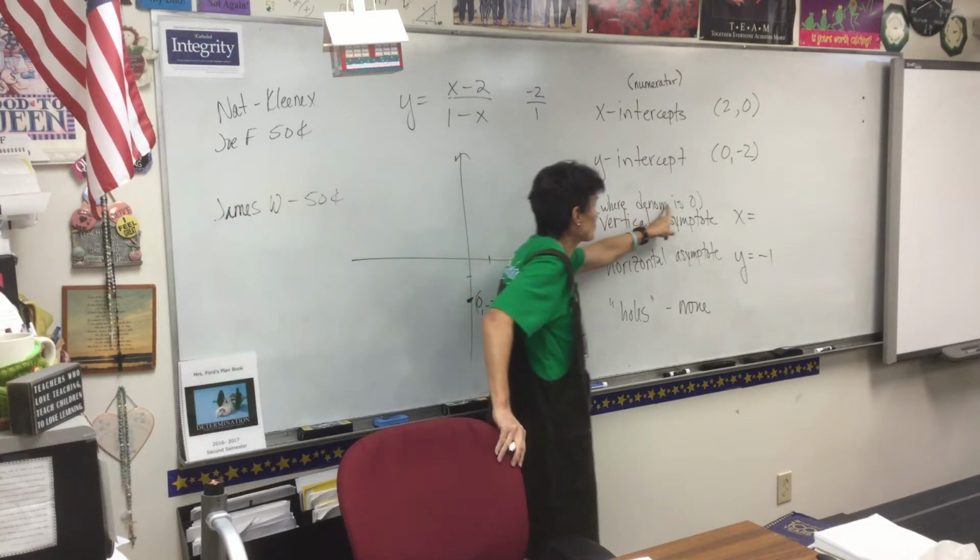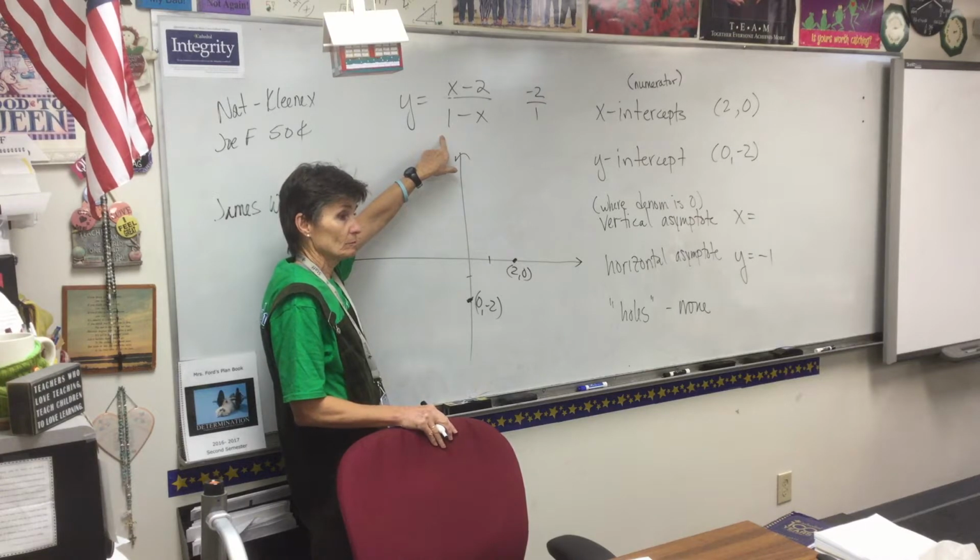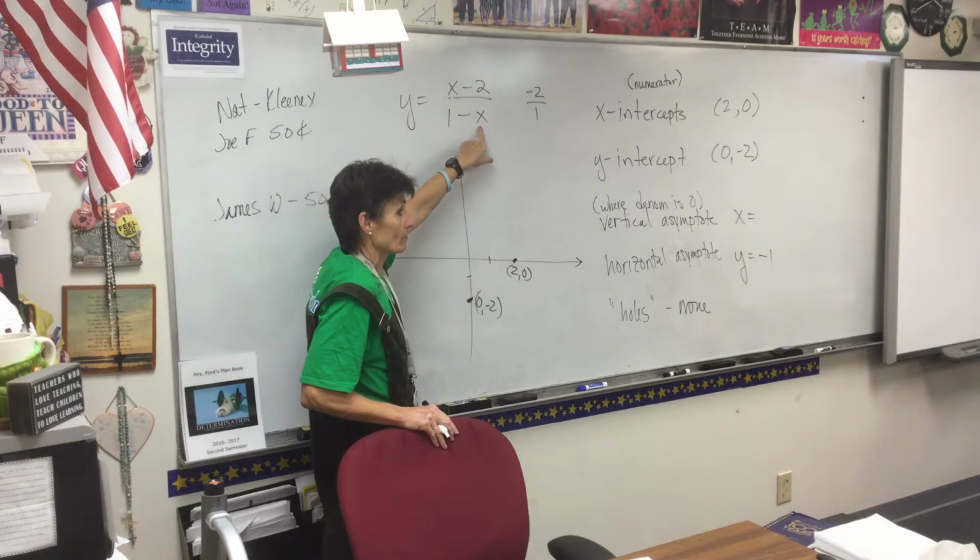Here, I even wrote it out. It's where the denominator is 0. Where's the denominator going to be 0? 1.